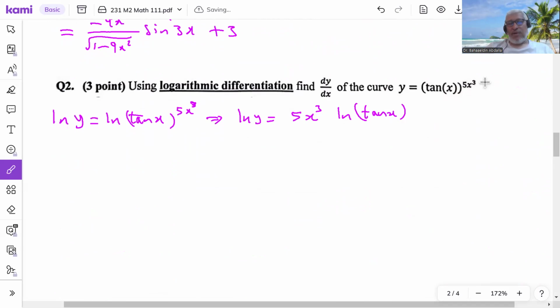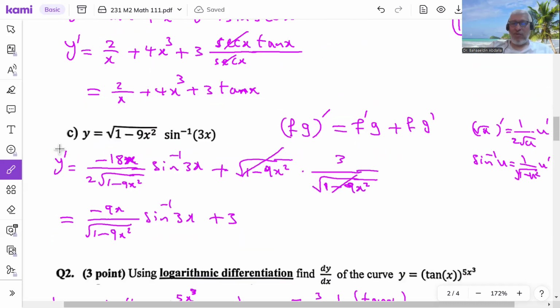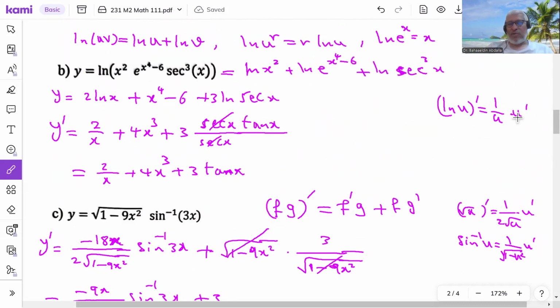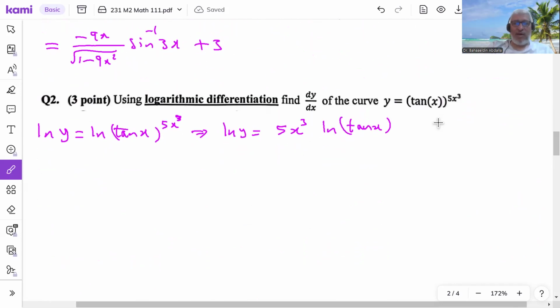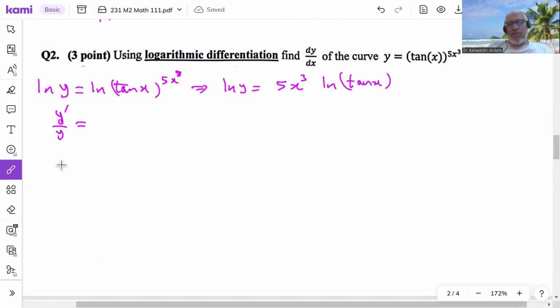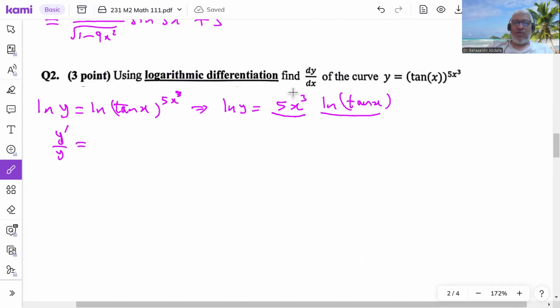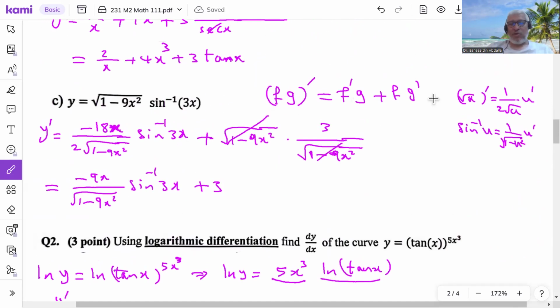And now I finished with this problem. This was in the power, so now it's not in the power. So I can find the derivative of both sides of this equation. Implicit differentiation. The derivative of ln y. What is the derivative of ln u? We said 1 over u times u prime. So the derivative of ln y is 1 over y times y prime. What about the right-hand side? I have a function multiplied by another function, so I have to use the product rule, this rule.